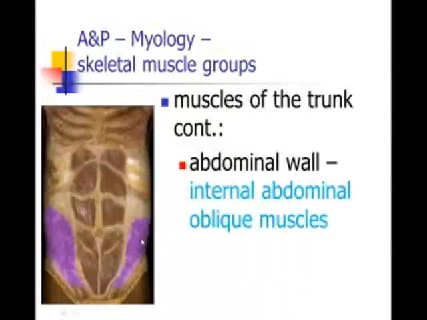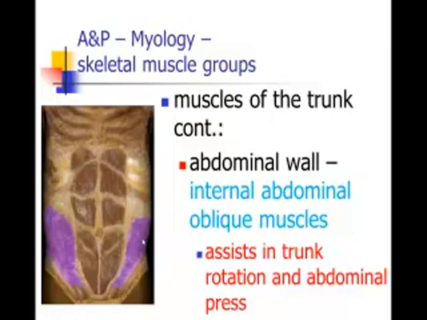And then we have the internal abdominal oblique. Internal abdominal oblique has the same origin as the internal intercostal muscle. It too is involved in trunk rotation and the abdominal press.